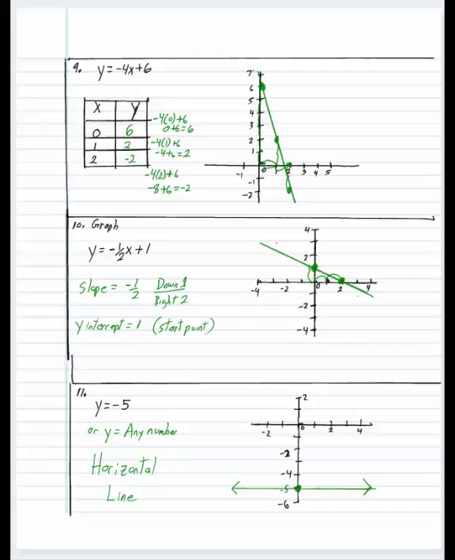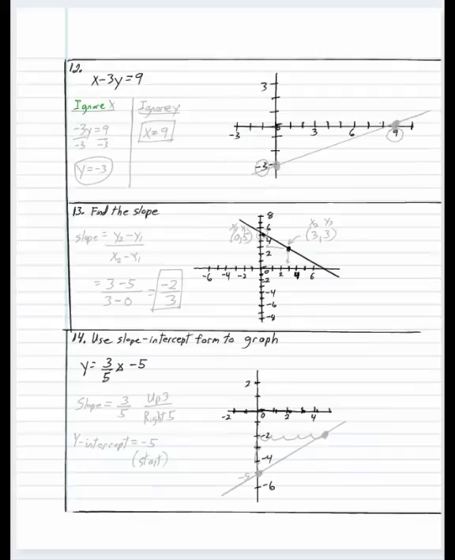Number 12. We would like to graph x minus 3y equals 9. Here's how to graph when x and y are on the same side, like they are. First, let's ignore x. If you ignore x, what you really have is negative 3y equals 9. And divide by negative 3, you're left with y equals minus 3. Alright, we'll come back to that. For our next step, we will ignore y. And when you ignore y, all you have is x equals 9.